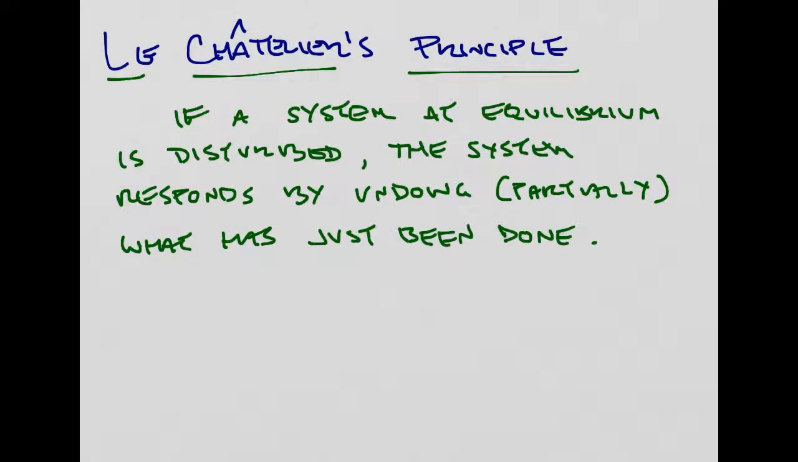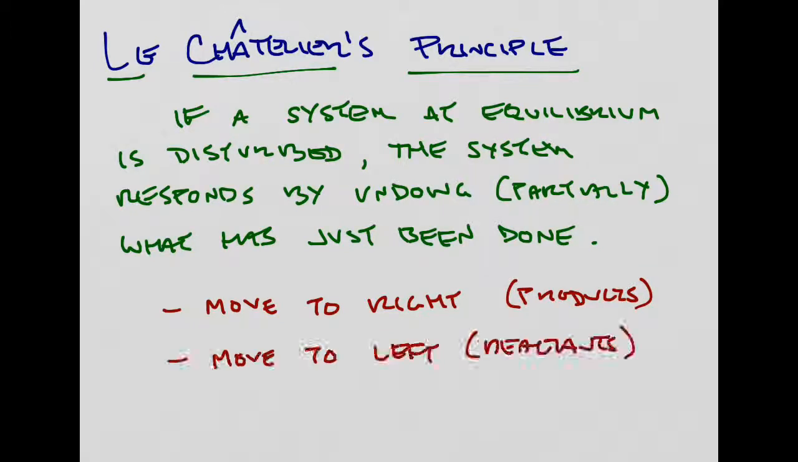So there are two ways in which this can actually happen. The first is that you have the reaction move to the right or towards the products. And of course the other is moving to the left or towards the reactants. Now this may all sound a little bit confusing, but in reality it makes a lot of sense as to what would be going on here.